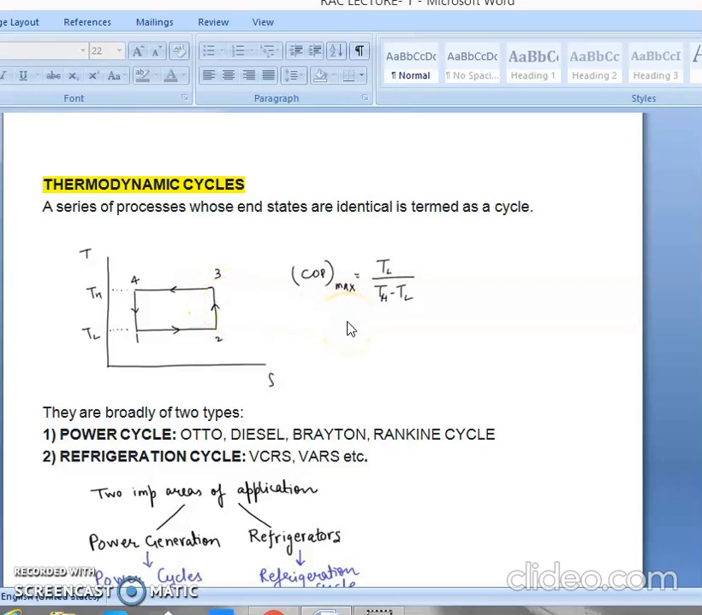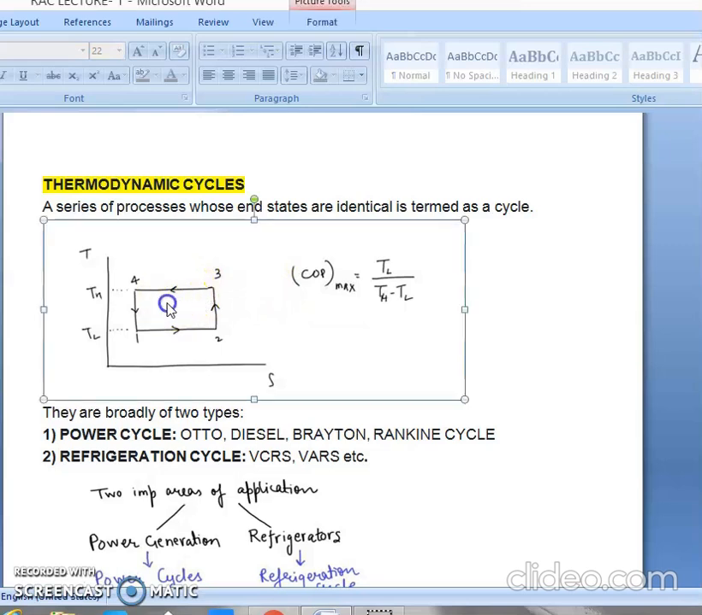A thermodynamic cycle is a series of processes whose end states are identical. So let us understand the concept of thermodynamic cycle using a Carnot cycle. This is a Carnot cycle plotted on TS diagram. This consists of four processes: process 1 2, process 2 3, process 3 4, and process 4 1.